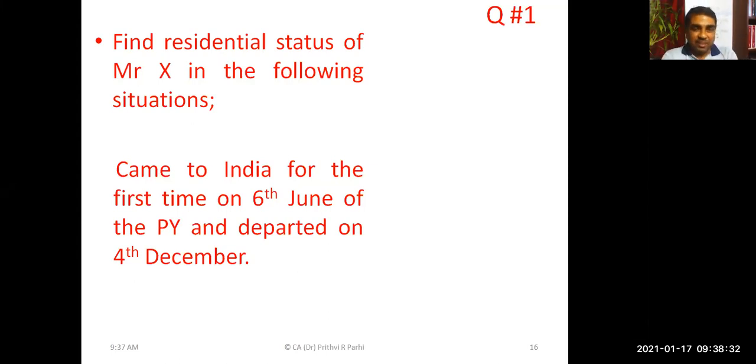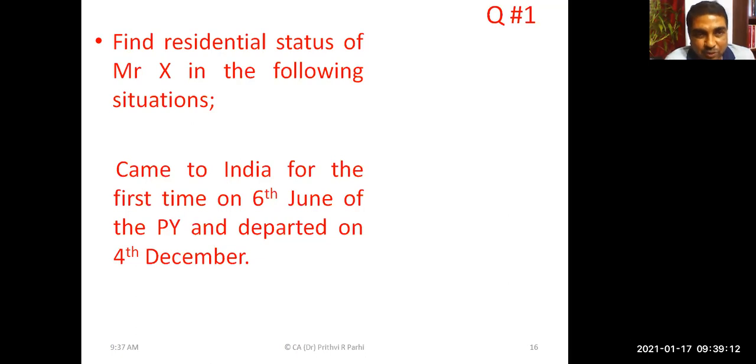Now, friends, here is one more test for you. Read this question, take a piece of paper and answer me. Please read this question. Find residential status of Mr. X in the following situations. Came to India for the first time on 6th June of the previous year and departed on 4th December. Yes. So we are talking about assessment year 21-22. So our previous year is what?